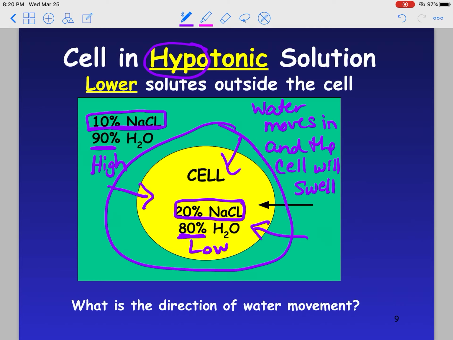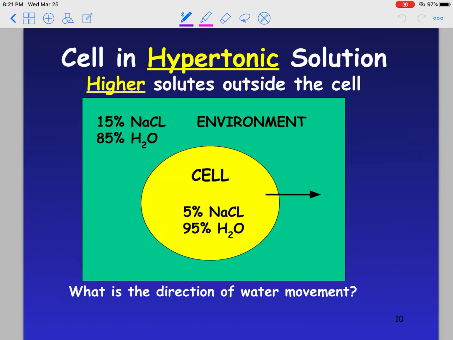And the way I remember what happens to a cell if it's placed in a hypotonic solution, here's my Eastern Kentucky twang coming in. We used to use the terminology like, well, that's a big old snake, or that's a big old tire, or something like that. Well, in a hypotonic solution, it's going to make a big old cell because the water moves in. So I know that's kind of funny, but it hopefully will help you to remember it.